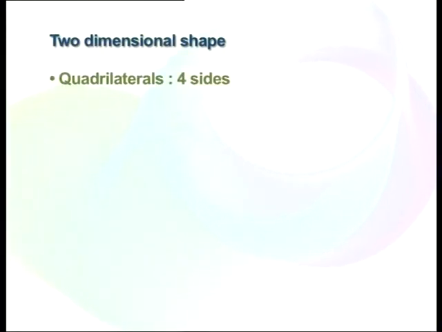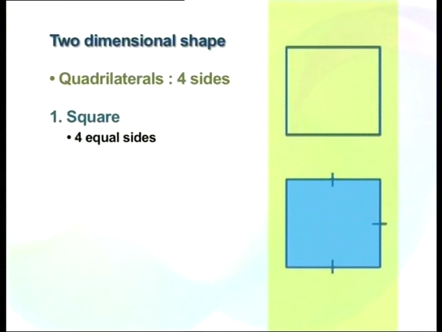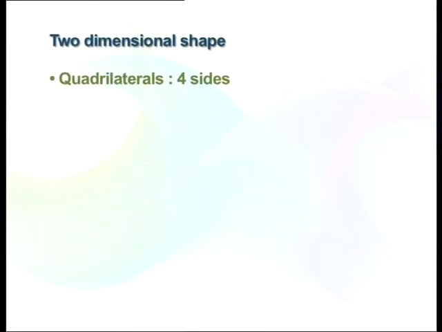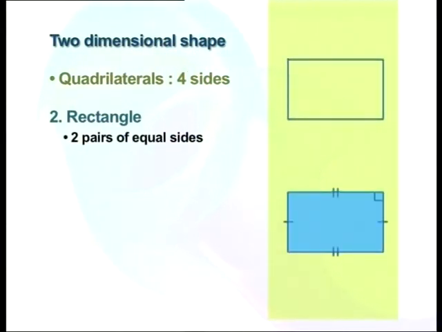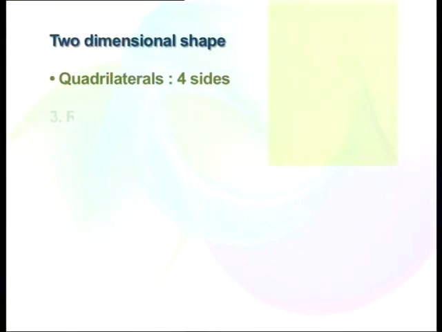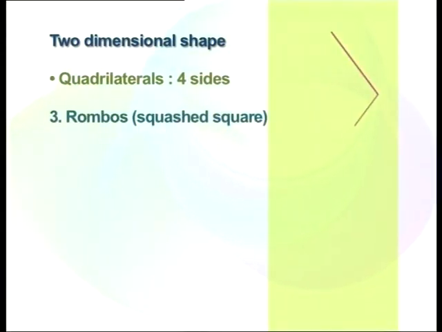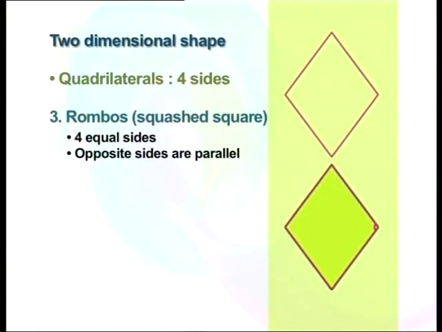Quadrilateral shape has 4 sides. Some of the quadrilaterals are 1. Square, which has 4 equal sides and 4 right angles. 2. Rectangle, with 2 pairs of equal sides and 4 right angles. 3. Rhombus or squashed square. This shape has 4 equal sides, where opposite sides are parallel and opposite angles are equal.